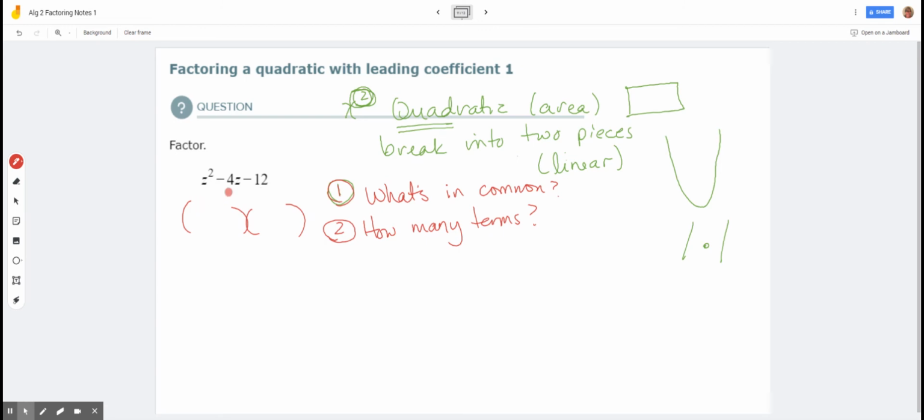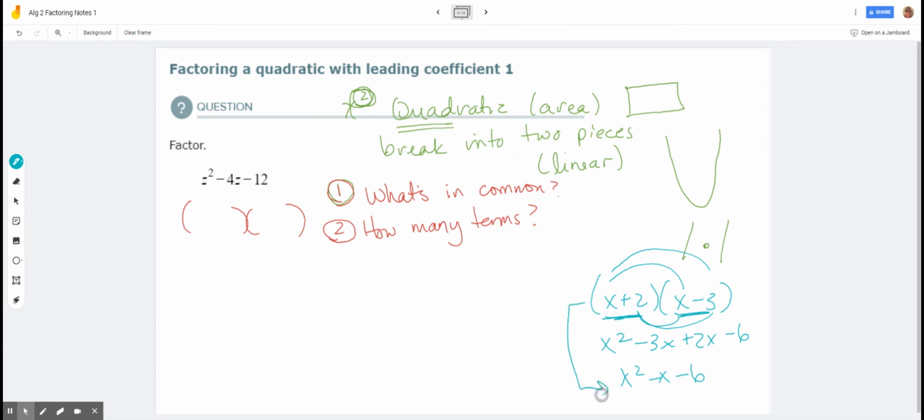kind of thinking of it as backwards foiling. And I'm going to remind you real quick what foiling is. Remember x plus 2 times x minus 3? So you go x squared minus 3x plus 2x minus 6, x squared minus x minus 6. See, it's a trinomial. We multiplied two lines, so to speak, x minus 3, x plus 2. We multiplied two binomials, and look what we got, a trinomial.